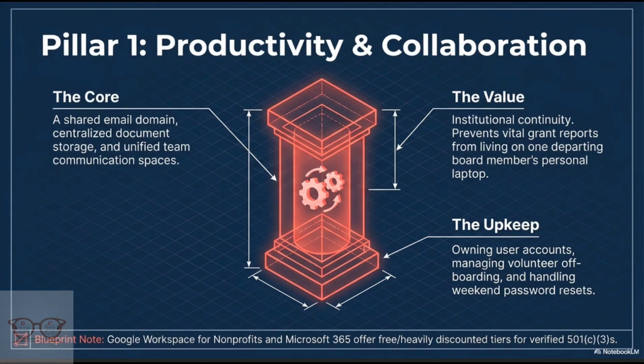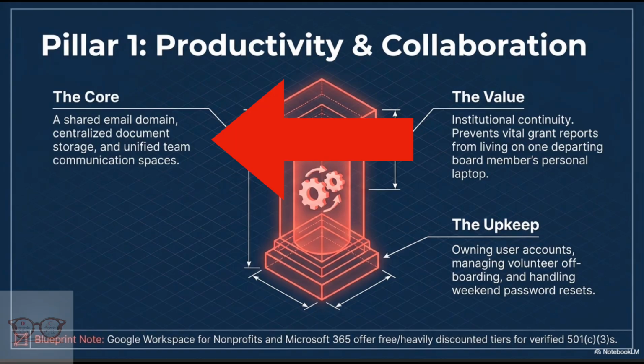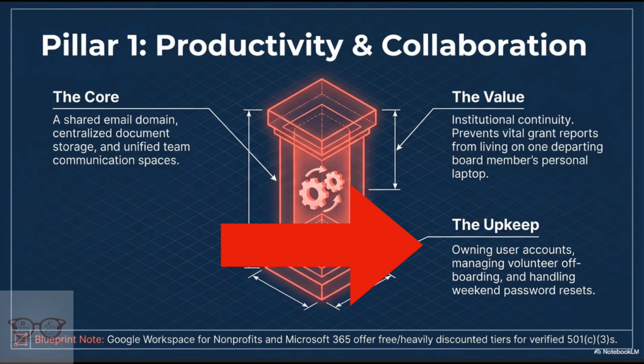Addressing Pillar 1, this is your internal core: email, document storage, and a shared space for your team to work. Now what it encompasses is a shared email domain, a place to store files so they don't disappear when someone leaves, and a way for people to communicate that isn't four different group texts. And why it matters is that this is about continuity. If your only copy of a grant report lives on one board member's personal laptop, that's not a system, that's actually a liability.